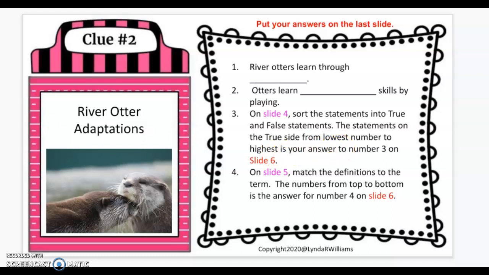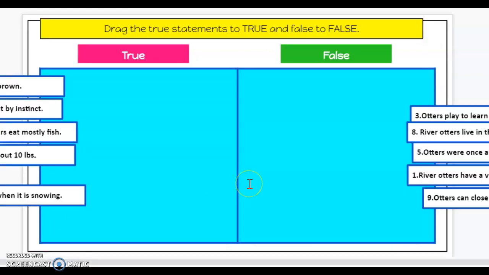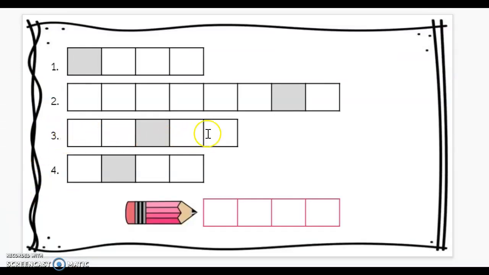So let's go look at that now. Here we have our true and false statements, okay? So you're going to drag the true statements to the true and false to the false. So you're going to read it, and if you think it's true, you'll put it in the true. If you think it's false, you'll put it in the false. And then you're going to look at these numbers. In whatever order you have it in the true side, that is the order of numbers that you're going to place into the puzzle for number 3.